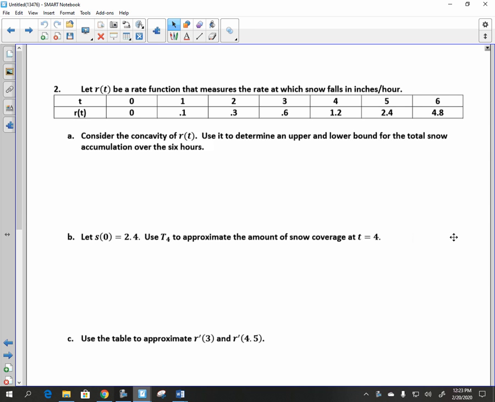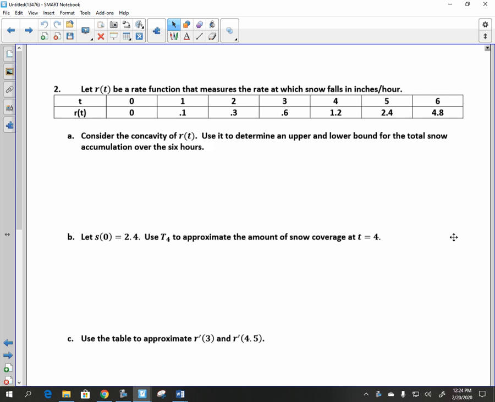Okay, we got a snow problem, kind of like how we started out. Let R of t be the rate function that measures the rate at which snow falls in inches per hour. Somebody tell me something about this snowfall. Characterize it for me. What's happening with this snowfall? Yeah, each hour the storm's picking up. Would everybody agree? The storm's picking up.